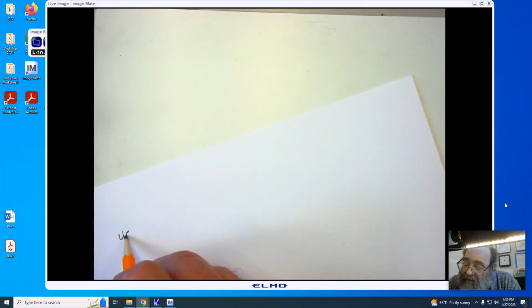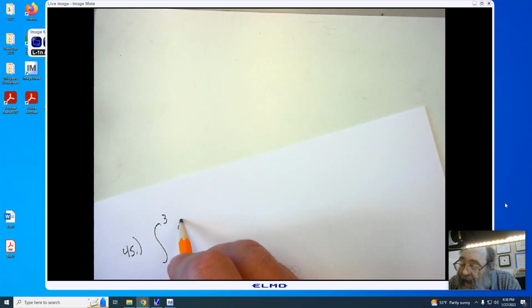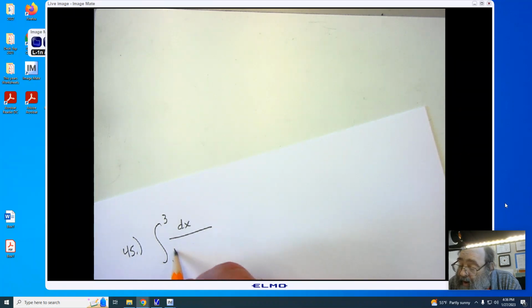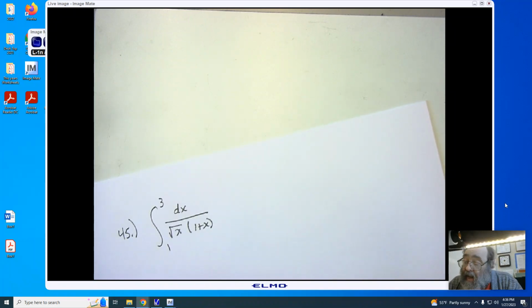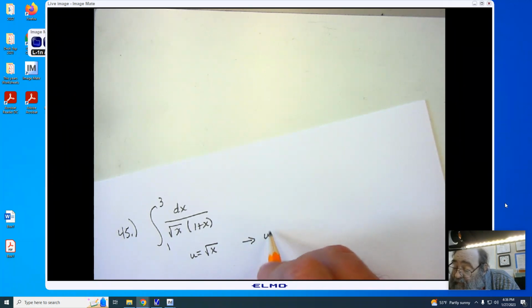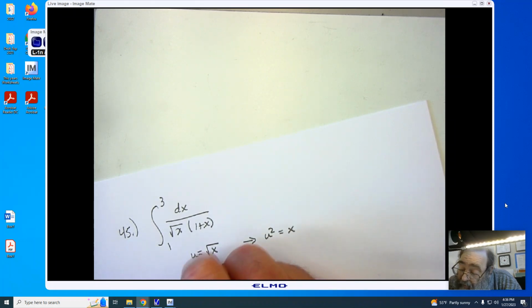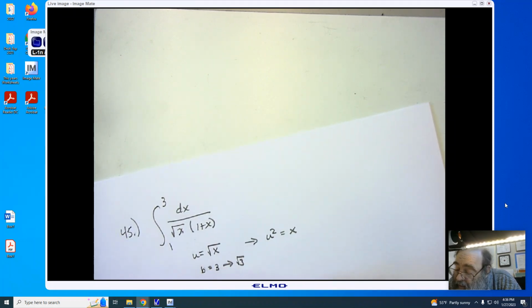Number 45, the last of our substitutions that we're doing, is a definite integral, 1 to 3 dx, and in the denominator we have root x, 1 plus x. Now, they tell us that our u is supposed to be the square root of x, which means that if I were to find u squared, that would equal x. I also know that my b value changes from a 3 into a root 3. My a value is a 1 and changes into a 1.